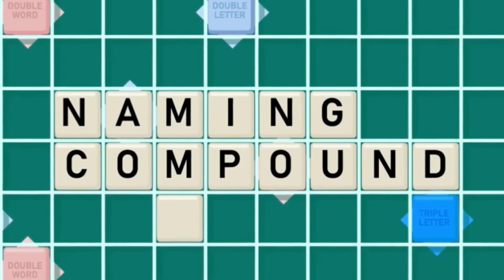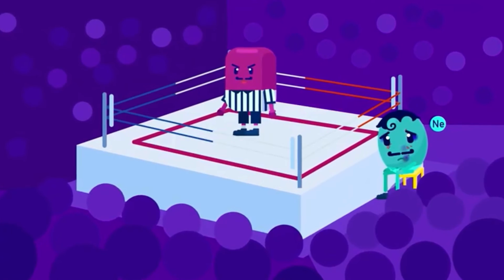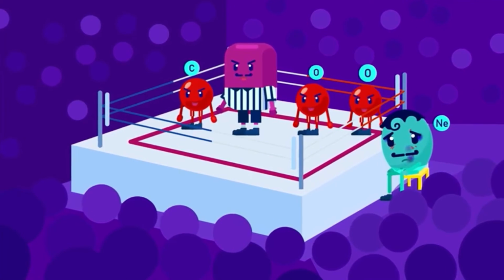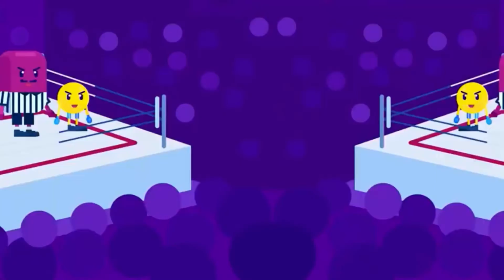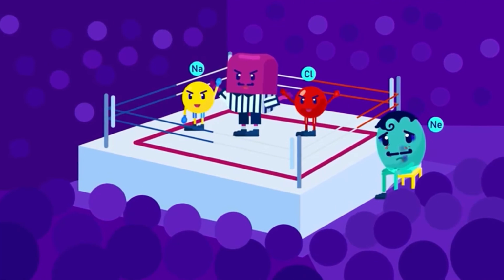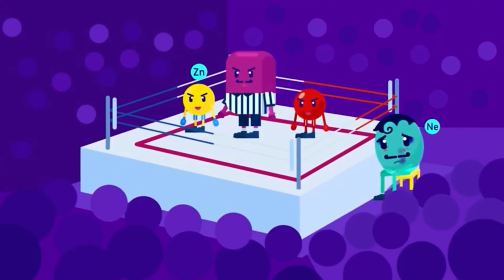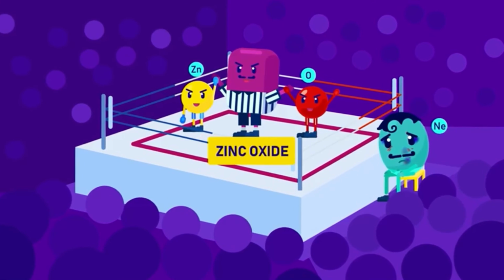Naming compounds. Naming compounds is relatively straightforward. For example, carbon and oxygen combine to form carbon dioxide. Sodium and chlorine chemically combine to make sodium chloride. And zinc and oxygen form zinc oxide.